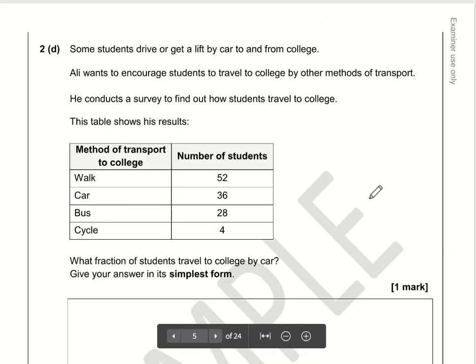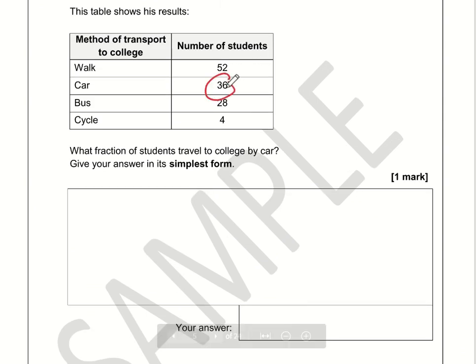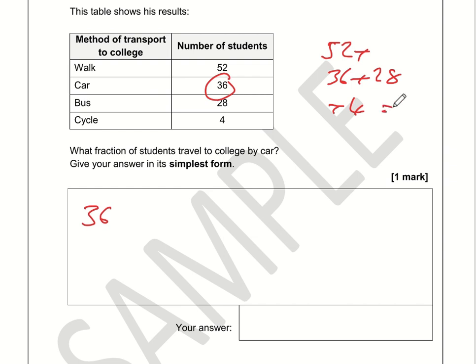Okay, part D. What fraction of students travel to college by car? Well, there are 36 that travel to college by car out of a total of 52 plus 36 plus 28 plus 4, which is 120. So it's 36 out of 120. Now, on your calculator, you could type in 36 over 120 as a fraction, or you could type in 36 divided by 120. Remember that the line of a fraction means divide, and it's possible your calculator might turn it straight into the fraction in its simplest form.